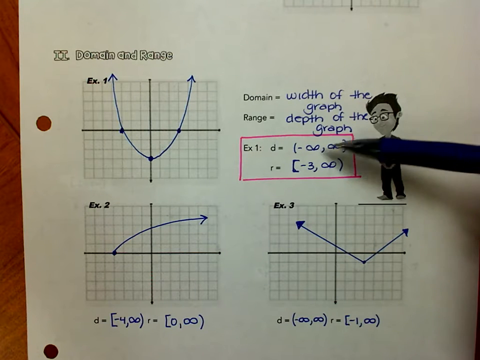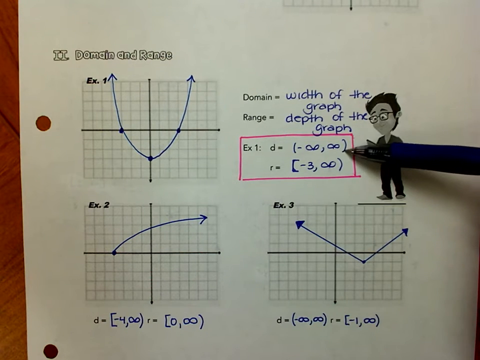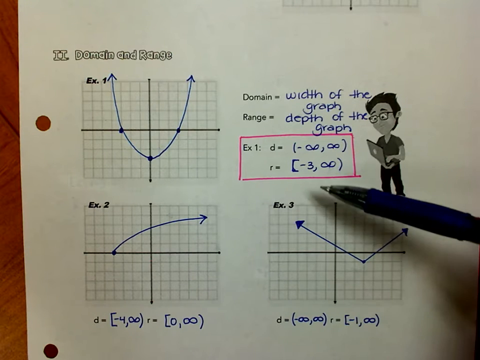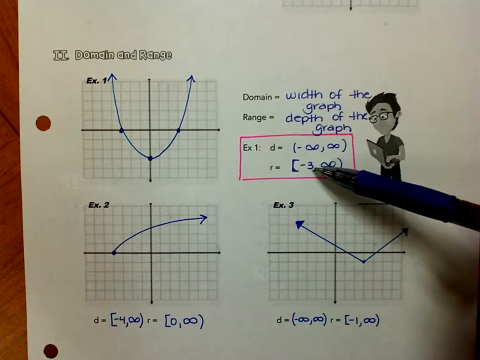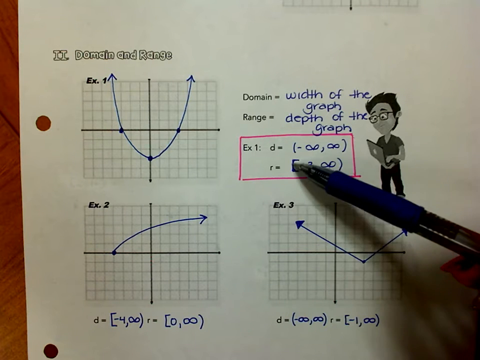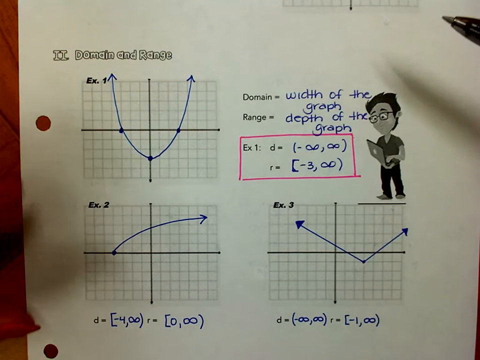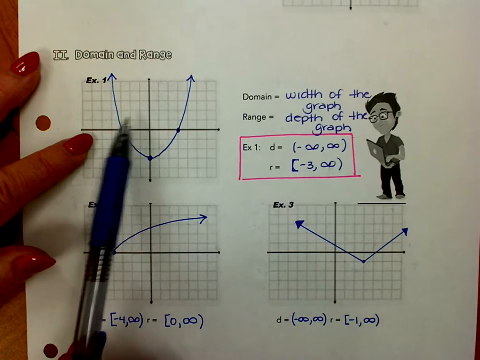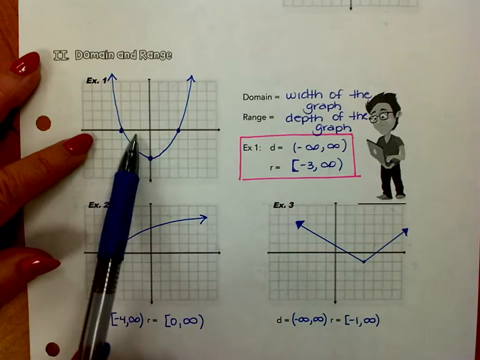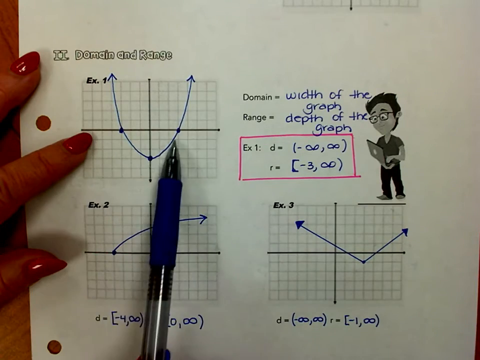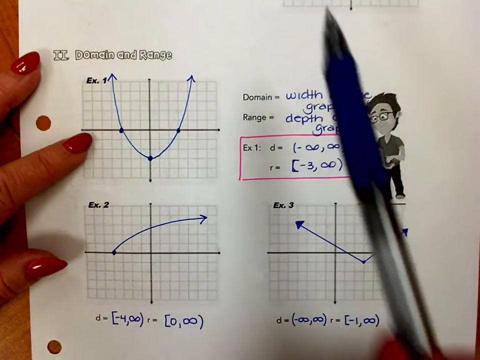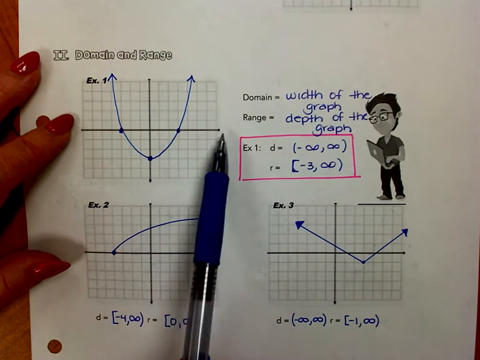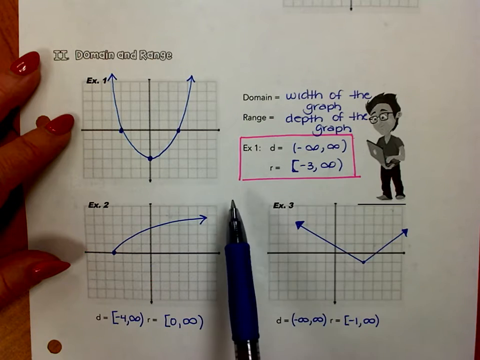Anytime you have an infinity, it's going to be soft, which means you're going to use a parenthesis. And anytime you have a regular number, then it's going to be hard, and you can use a regular bracket. So on this example, number 1, the width is going to be to infinity because it's always going to be going up and over, and this is going to be going up and over this way. So it's negative infinity to positive infinity. We're going to read it from left to right, and so both of those will be parentheses.